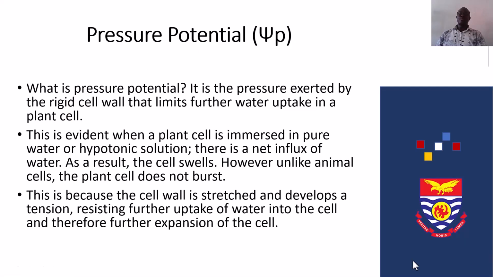Now, what is pressure potential? It is the pressure exerted by the rigid cell wall that limits further water uptake in a plant cell. This is evident when a plant cell is immersed in pure water or hypotonic solution. There is a net influx of water. As a result, the cell swells. However, unlike animal cells, the plant cell does not burst. This is because the cell wall is stretched and develops a tension, resisting further uptake of water into the cell, and therefore further expansion of the cell.